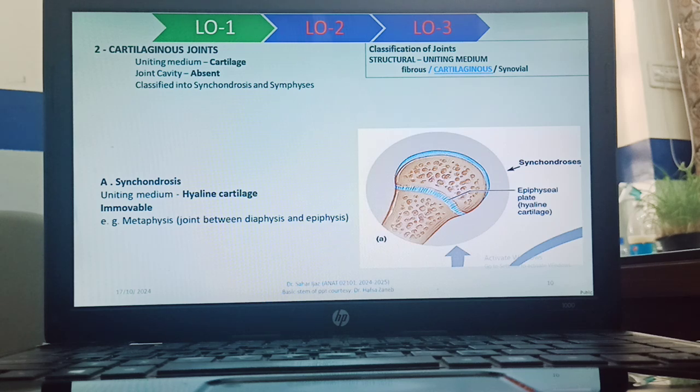This is present in the metaphyseal region of the bone, where the epiphysis is united with the diaphysis of the long bone with the help of a cartilaginous plate, the epiphyseal plate. This hyaline cartilage, as shown in the figure, is the uniting medium. This is called synchondrosis, one type of cartilaginous joint.